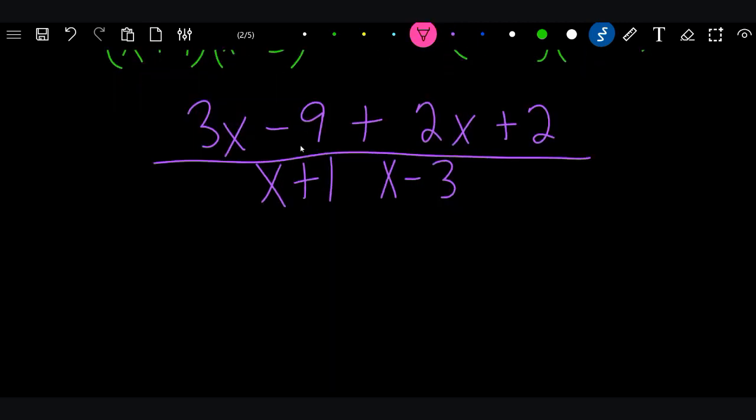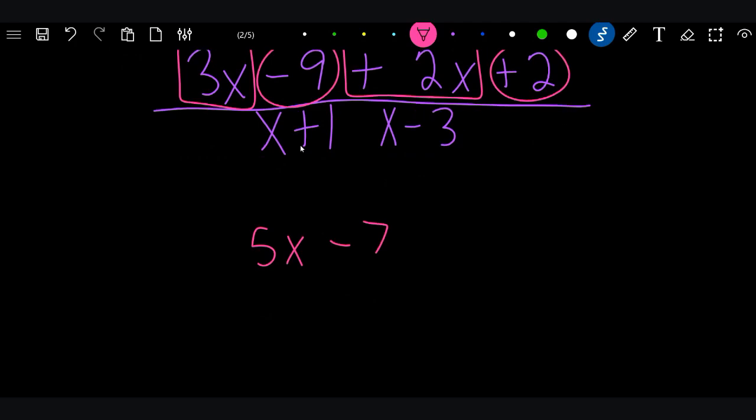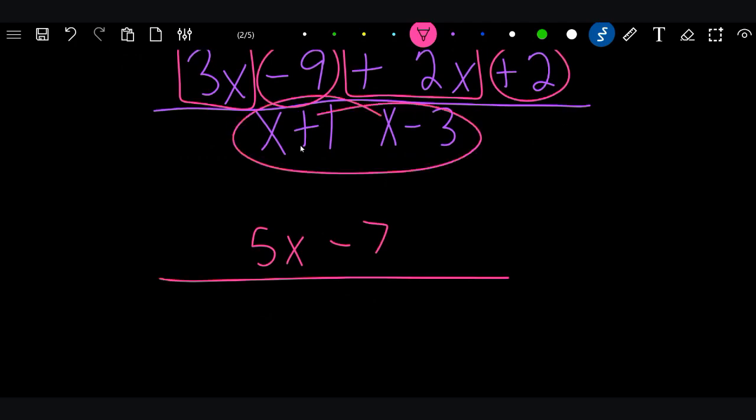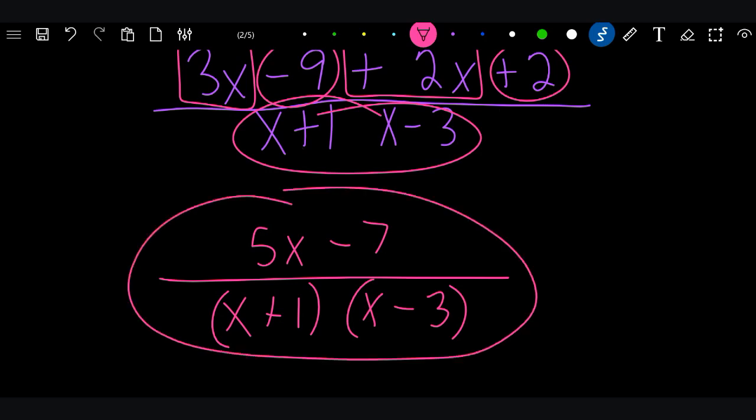We have like terms of 3x and 2x, so that's going to give us 5x. And then we have like terms of negative 9 and 2, so that's going to give us negative 7. And that's all still going to be over our common denominator of x plus 1, x minus 3. We would check to see if there's anything that we can factor out. There's not, so that is going to be our answer: 5x minus 7 over x plus 1, x minus 3.